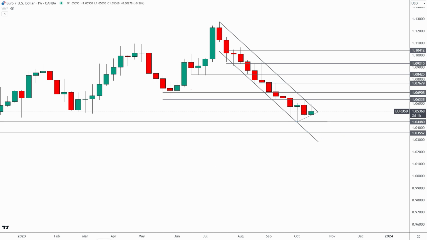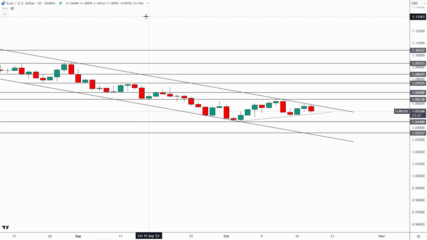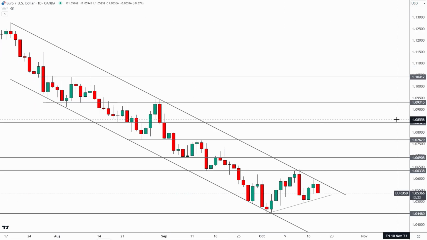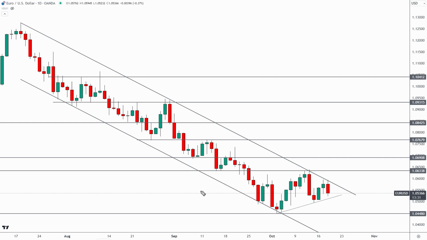Now, the only thing that would negate that is if we see the euro break above this channel. Okay, so if we get a daily close above here, right, a daily close, a sustained break above this, then that right there would negate or at least postpone my bearish bias for the euro. Now, let's take a look at the DXY.